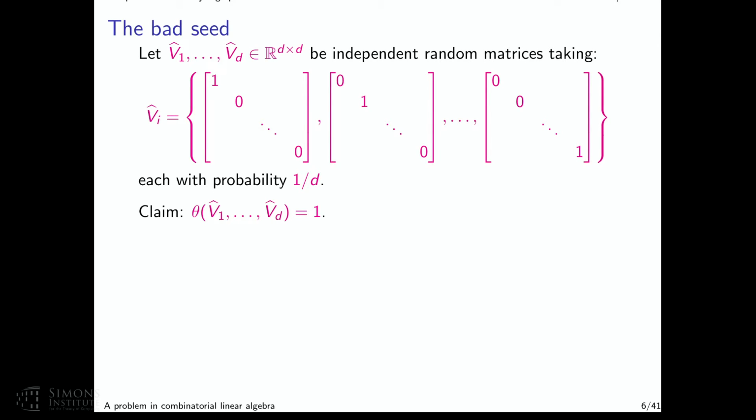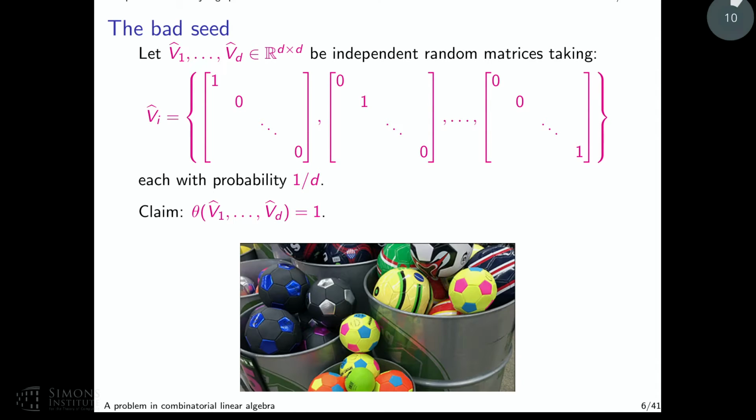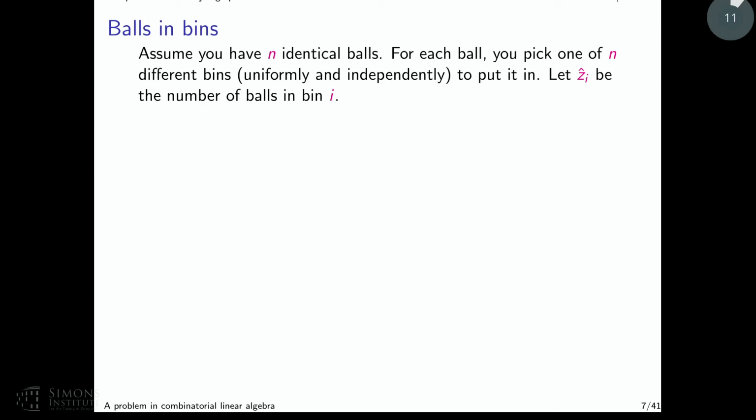So this is the bad case. If you picked V1 through Vd to be independent random matrices, which just took each of these matrices uniformly at random, so with probability 1 over d, then it should be clear that theta of V1 through Vd equals 1, right? Because for each Vi, I pick a different one of these matrices. It adds up to the identity, so that's the highest you can get. But as a probability problem, this becomes a balls and bins problem, right? You're throwing diagonal entries, and you're asking when are they all in separate bins.